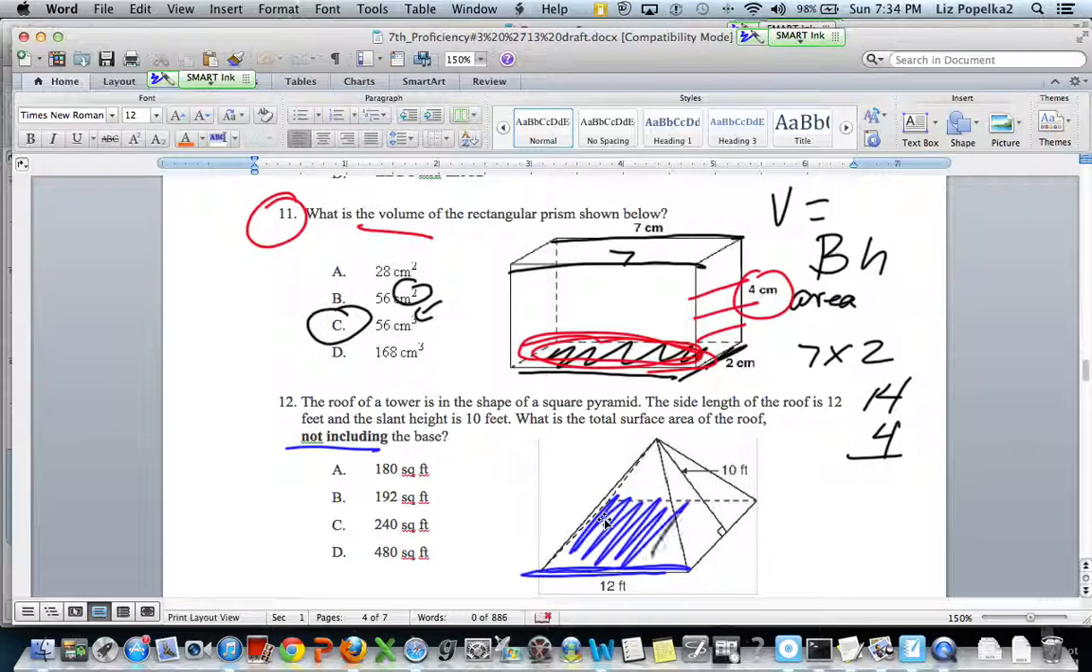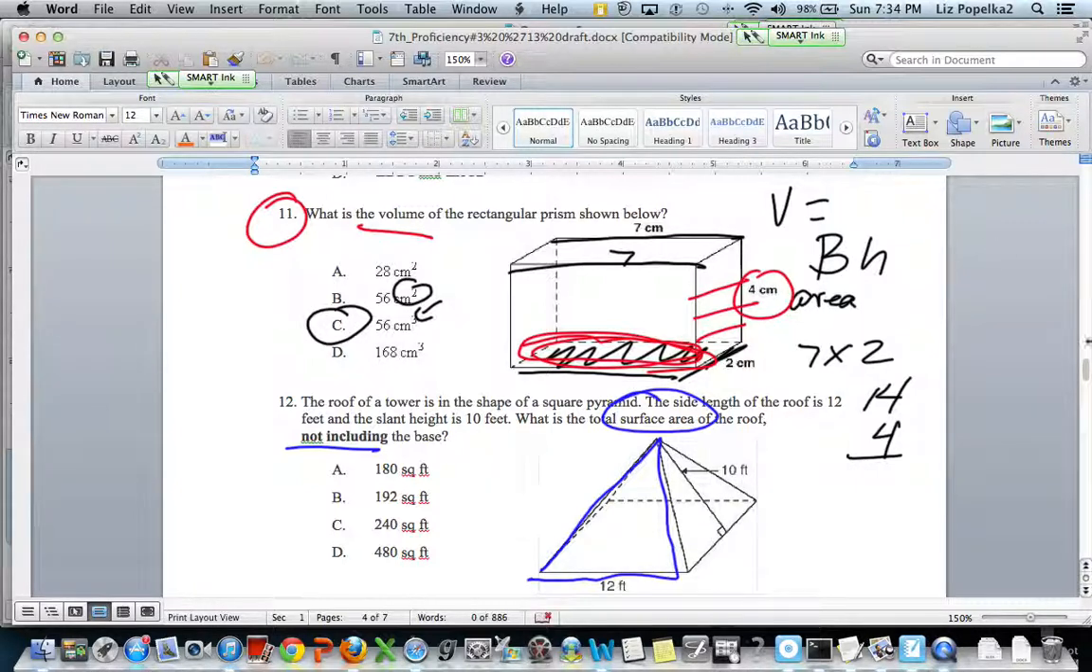So to find surface area, remember we have to find the area of all of the outside pieces. This tells us not including the base. So that means that we don't have to find the area of the bottom. All we need to find is the area of the 4 triangles that go around the side. And, lucky enough for us, it says that they're all the same. It says the side length is 12 and the height is 10, and that goes for all the triangles. So once we find the area of one triangle, we're really done. We just need to multiply it by 4 to figure out the total area.